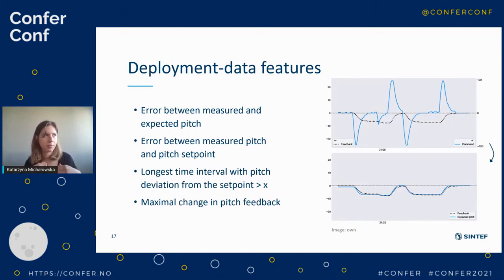So the difference between set point and feedback, in which the thruster will say, okay, this is good enough, and not correct itself. And then the last thing was the maximal change in pitch feedback. So if something changed too quickly, it means that there might have been a sensor problem in place.